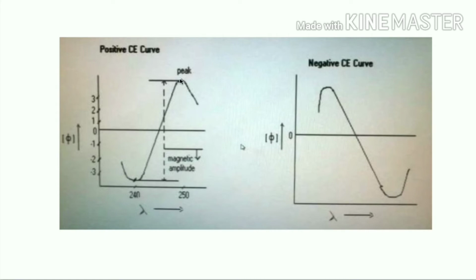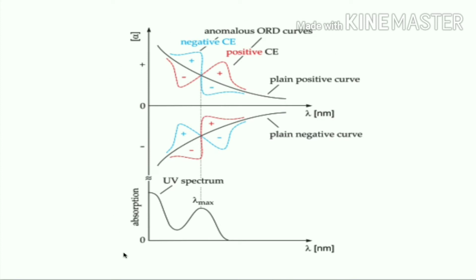So first, in positive, you are going to get a peak followed by a trough, whereas in negative, first you are going to get a trough followed by a peak. So this is the Cotton effect curve, which is the anomalous behavior of ORD. Based on this one we are going to assign. A positive Cotton effect curve is given the absolute configuration or it is levorotatory, whereas a negative Cotton effect curve is dextrorotatory. So this is the overall complete ORD curve, with plain positive curve, plain negative curve, along with negative and positive Cotton effect curve.